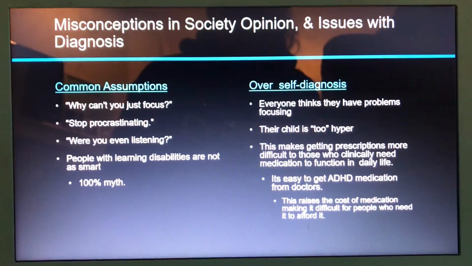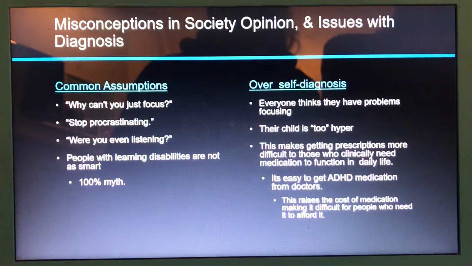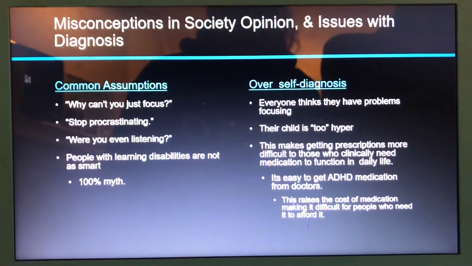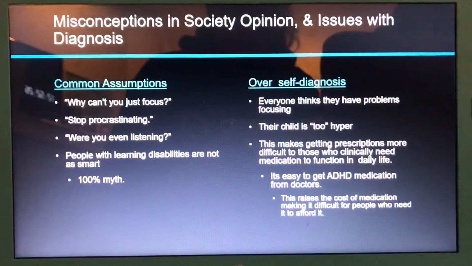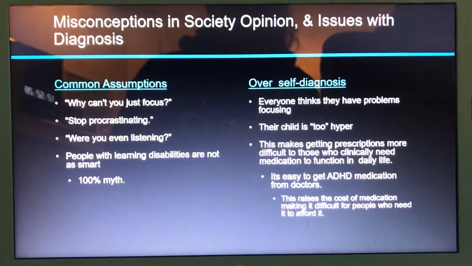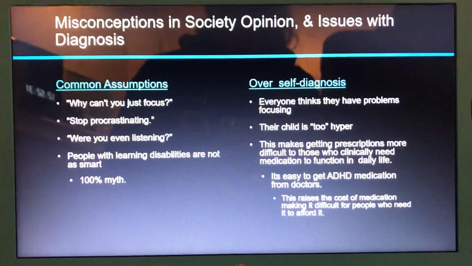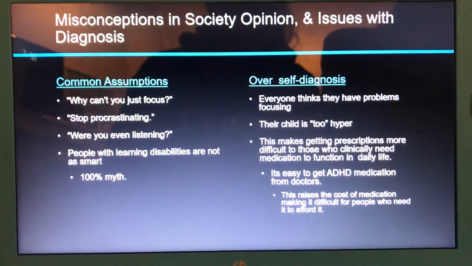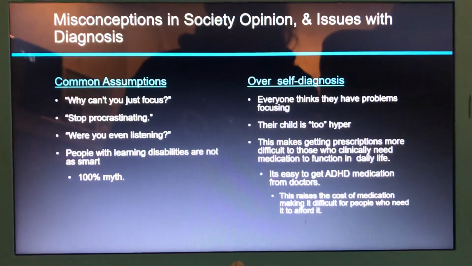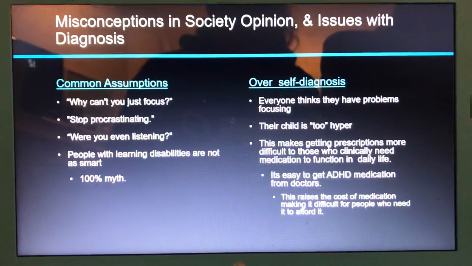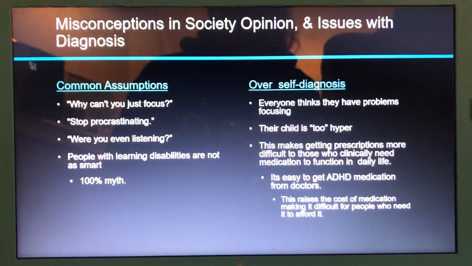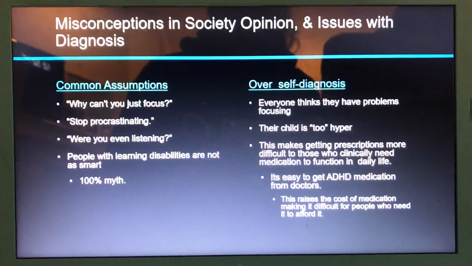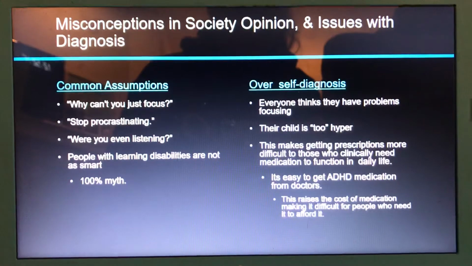And you often see parents that say that their child is too hyper, and they automatically make this assumption that they need to bring them in and get them evaluated, which sometimes is true, but sometimes not. And this can make it very difficult for people who actually have ADHD to get prescriptions, because there are so many people out there who go to these doctors, and these doctors are willing to just hand out this medication because the parents think that that's what's supposed to happen, and sometimes that's just not the case.